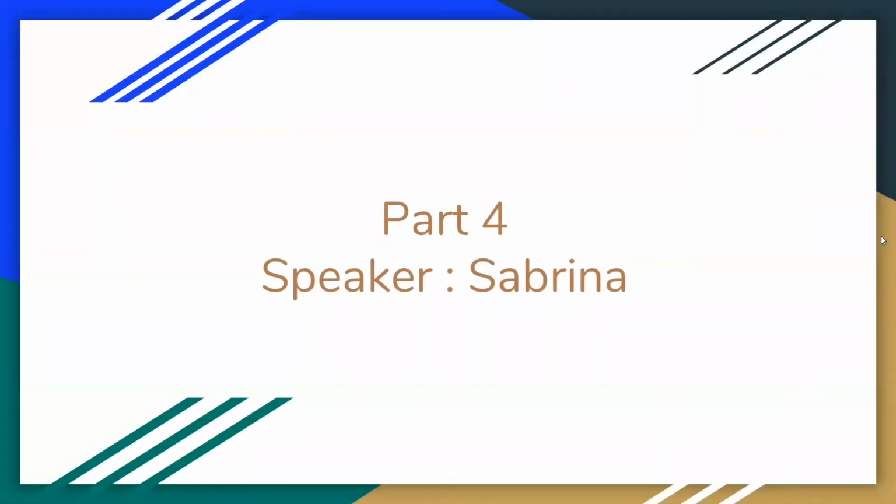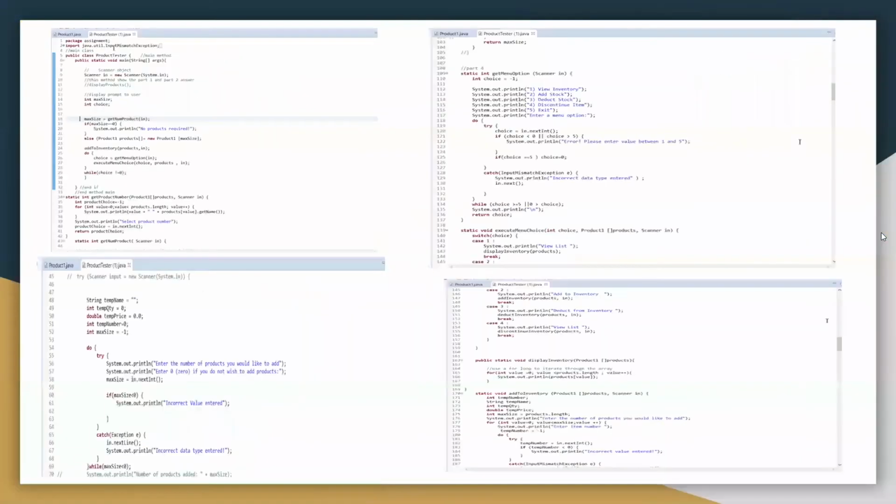My name is Sabrina and I'm presenting part 4. So here you can see my product tester class. The code in the main class was altered as a static method was created in the product tester class. The products array was only to be received as a parameter in this method.